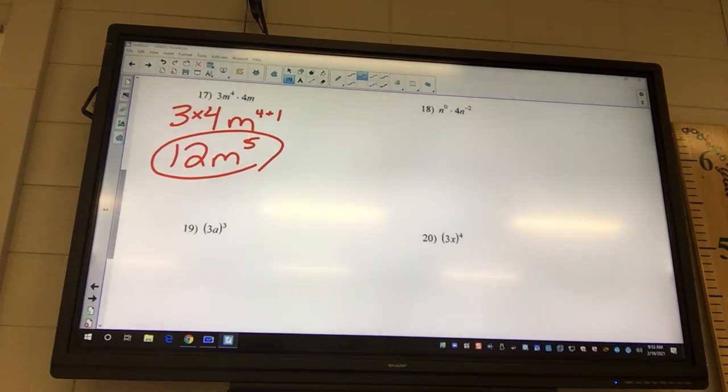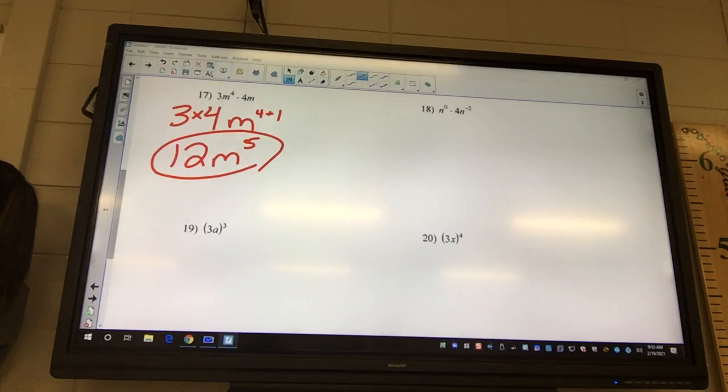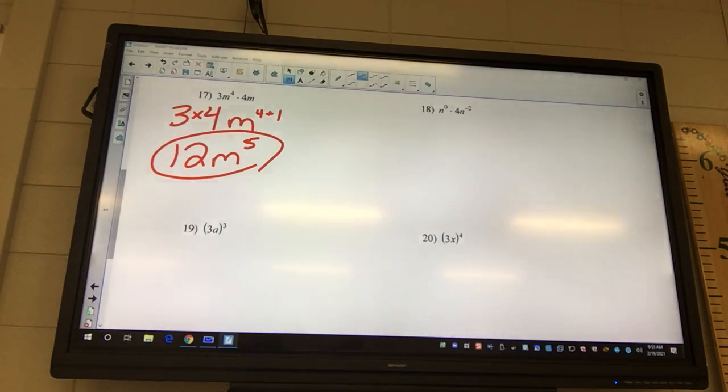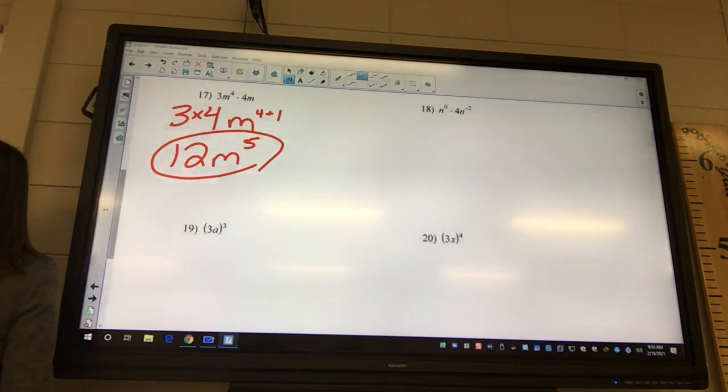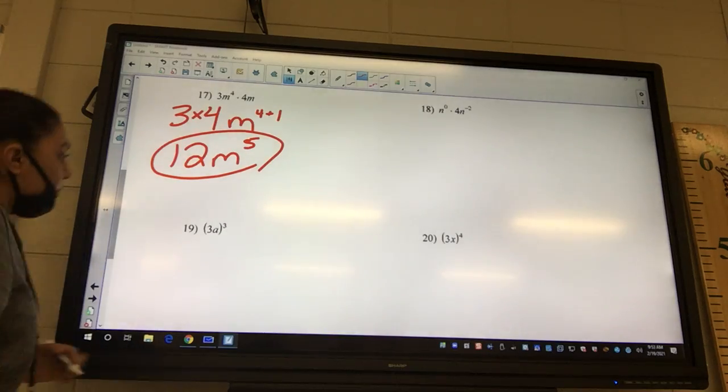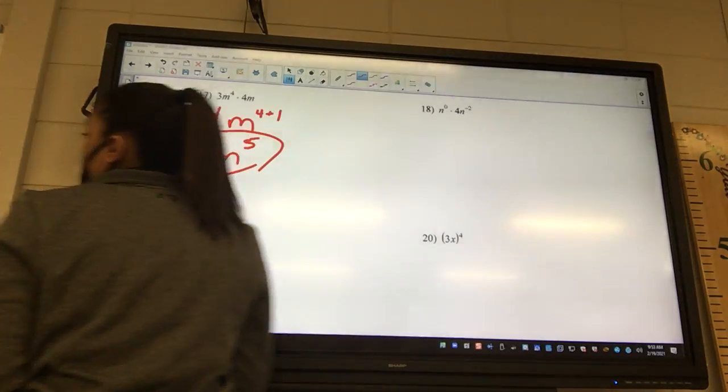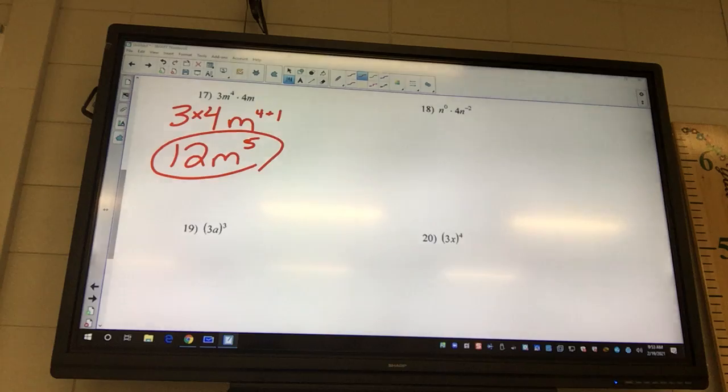Okay, if it has a dot, that means multiplication rule, and we add the exponents. Okay, if it has parentheses, this is called the power rule, and we multiply the exponents. Sorry, this is the product rule. My bad.